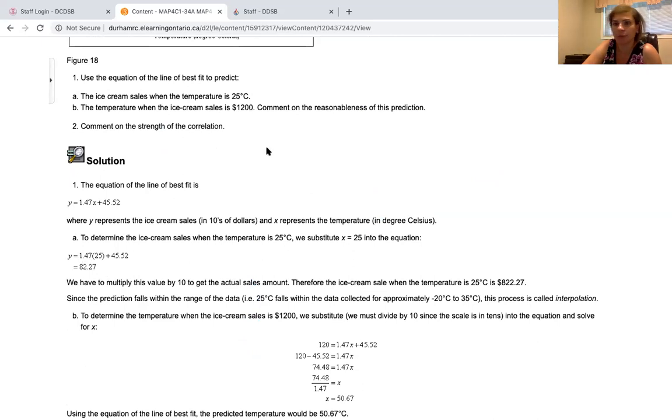So they want you to find the temperature, which is in this case x, because we said that the temperature is x, when the sale, which is y, is equal to 1200. So remember that my equation is y equals 1.47x plus 45.52. In order to solve, we know that y is 1200, so I'm going to replace y with 1200. And then I'm going to solve for x.